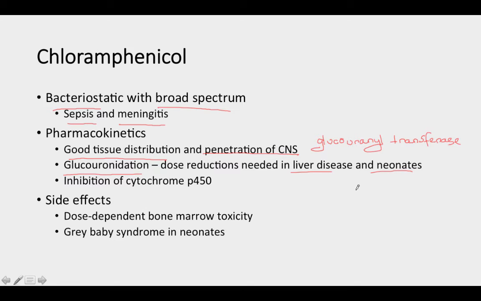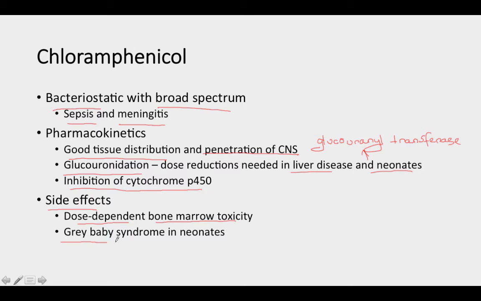You might remember breast milk to neonates contains an enzyme which actually inhibits glucuronyl transferase, and that's why you've got to reduce your dose. It's also an inhibitor of cytochrome P450. Now, if you remember, cytochrome P450 is a hepatic enzyme that is important in the metabolism of a lot of other drugs. So this can cause a lot of drug-drug interactions. So the main side effect is that it's got a dose-dependent bone marrow toxicity, right?